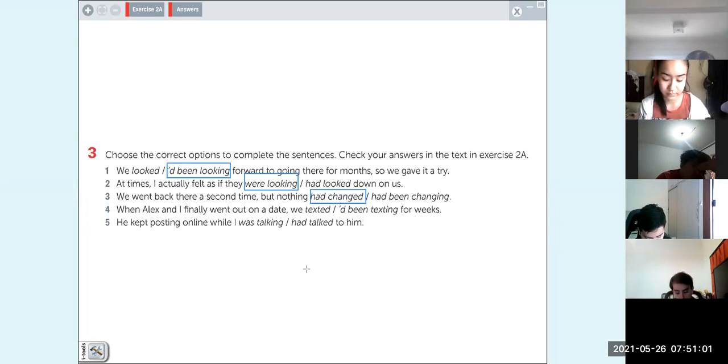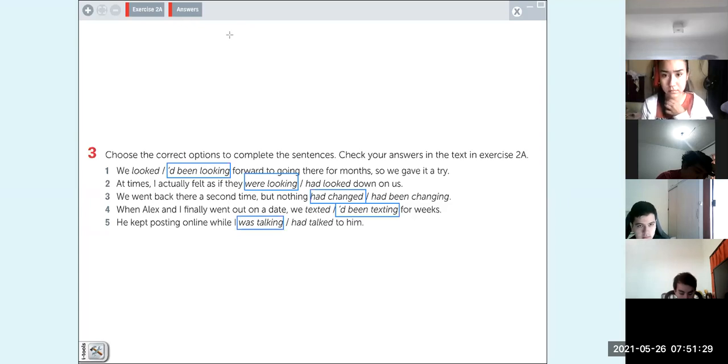Number four, when Alex and I finally went out on a date, we've been texting for weeks. Very good. And the last one, he kept posting online while I was talking to them. Very good. So now I want you to tell me what tenses can you see here in the sentences.